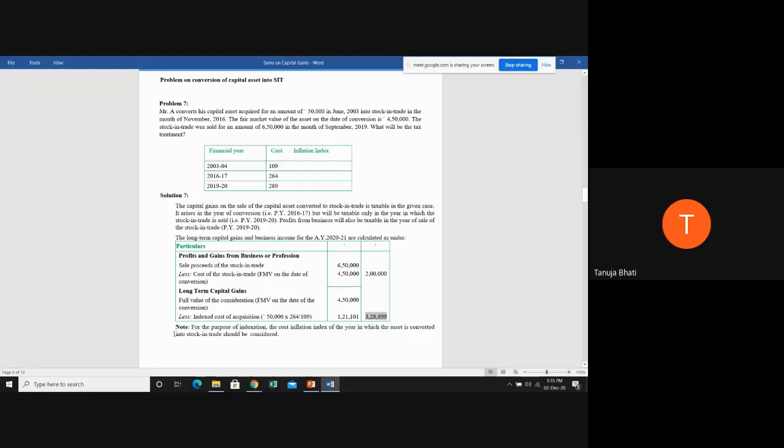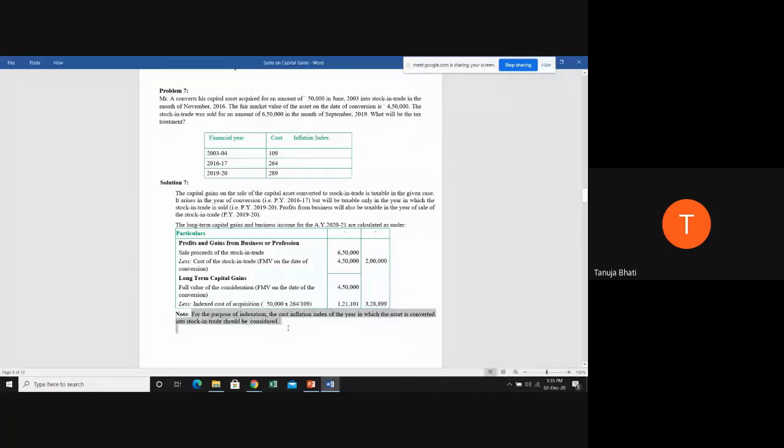3,28,899. You can write less index cost of improvement nil because nothing is mentioned, and then you can show the format. And in the note you can tell that for the purpose of indexation, the cost inflation index of the year in which the asset is converted into stock in trade should be considered. Is this clear, students? Is this sum clear?